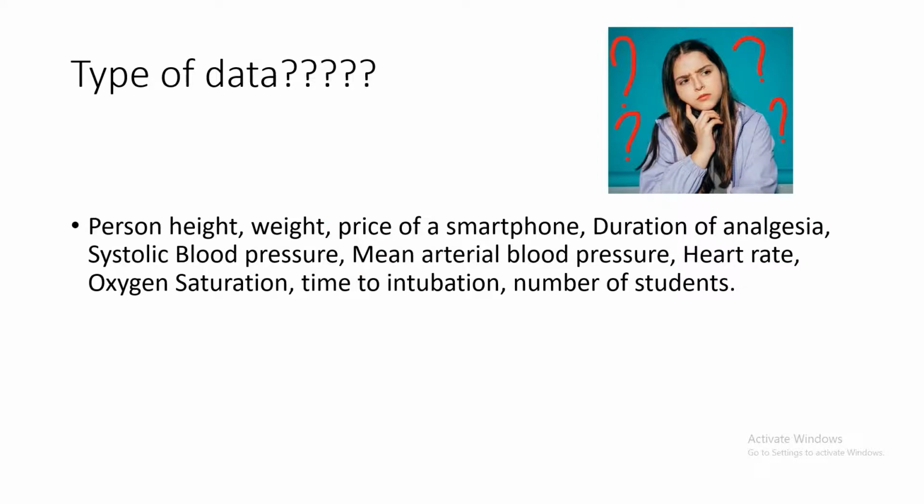So till now I have talked about a type of data, quantitative and qualitative. Quantitative further divided into continuous and discrete, and qualitative divided into nominal and ordinal. Now I want you to look at this variable and decide which type of data is this.